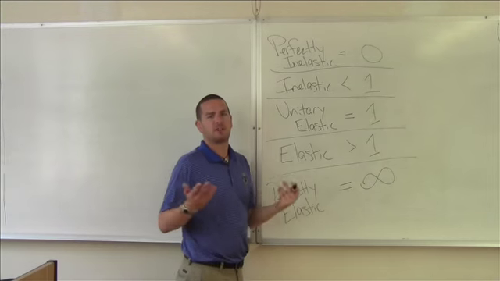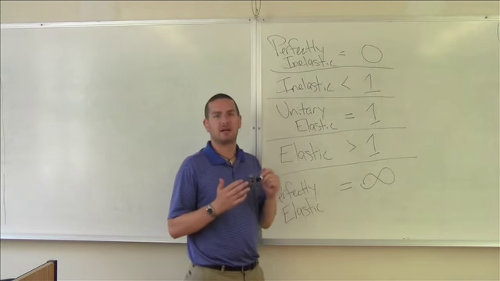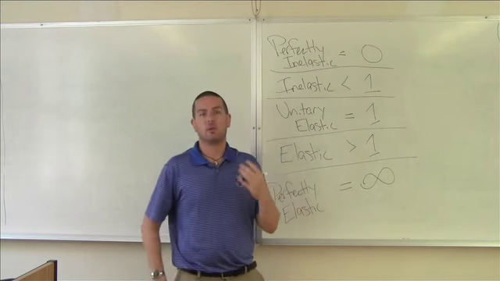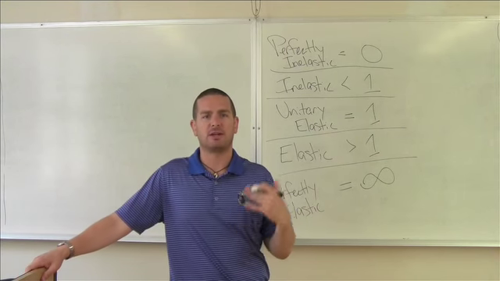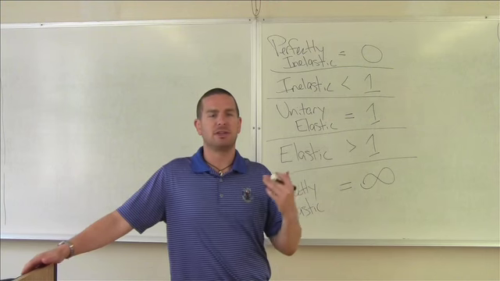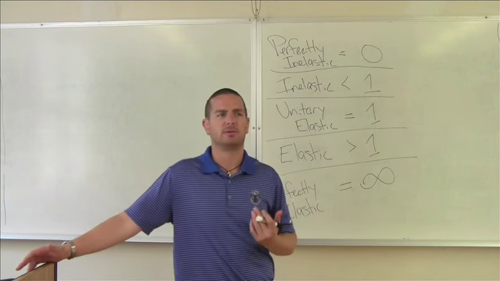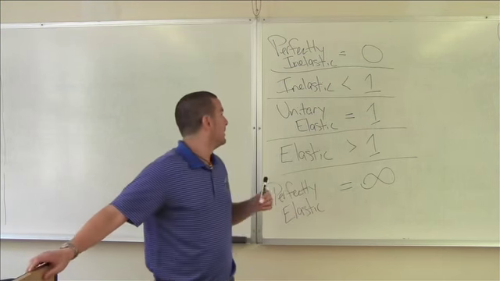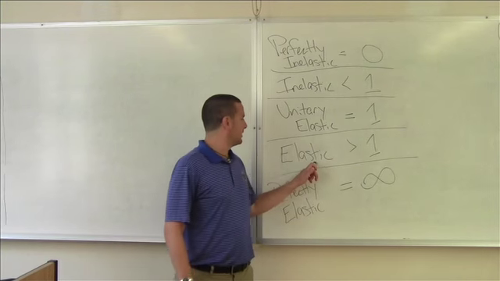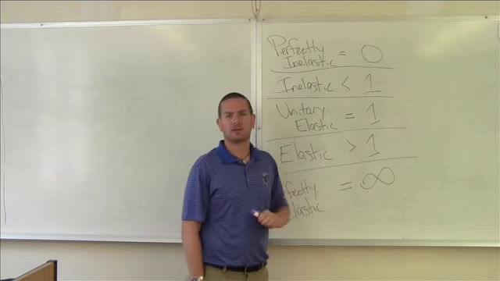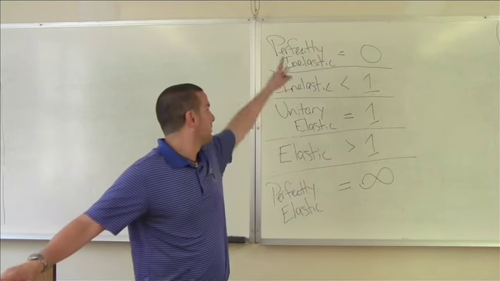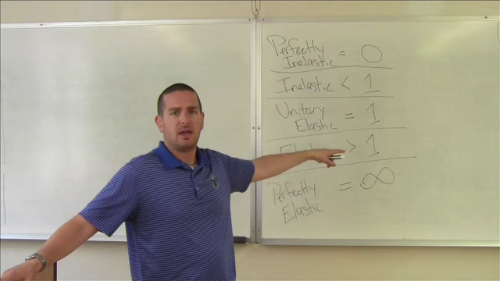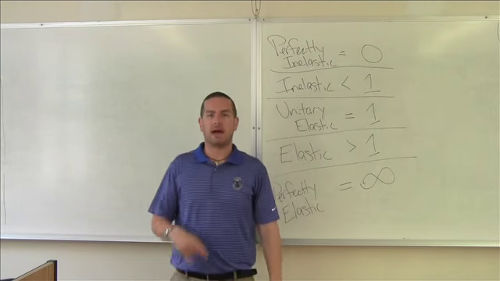If, for example, you were to calculate the price elasticity of demand, the way we just did, let's say that the numerator was 10%, the denominator was 5%, so that means your elasticity is 2. Okay, what does that mean? It means that it would be considered elastic.